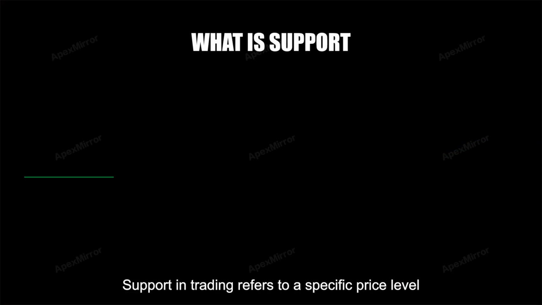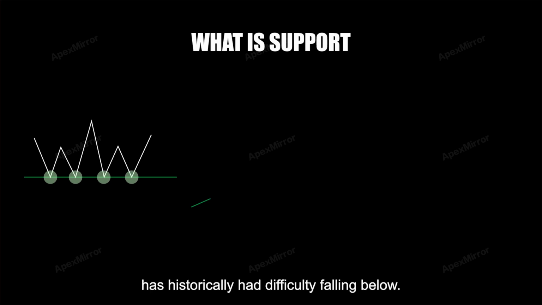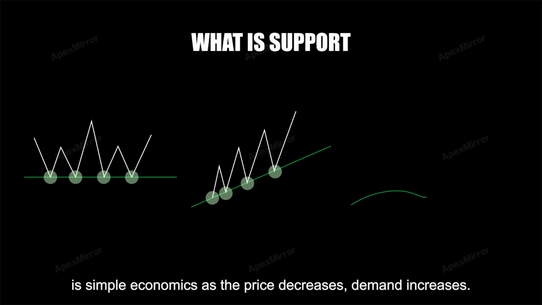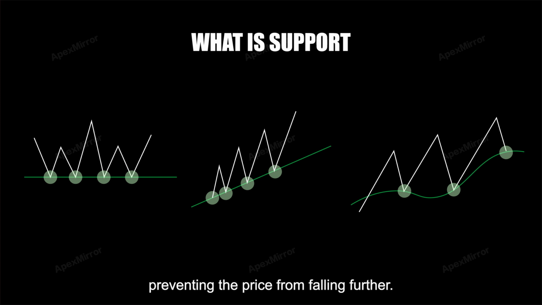Support in trading refers to a specific price level or zone that a market or individual asset has historically had difficulty falling below. The reasoning behind this is simple economics. As the price decreases, demand increases. This enhanced buying interest forms a floor or support level, preventing the price from falling further.